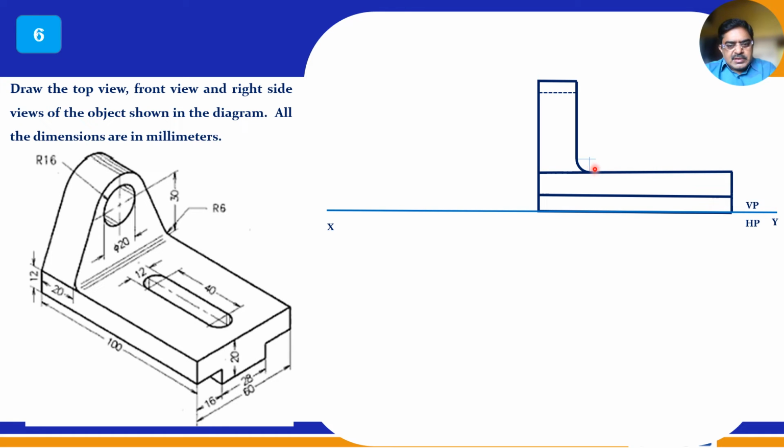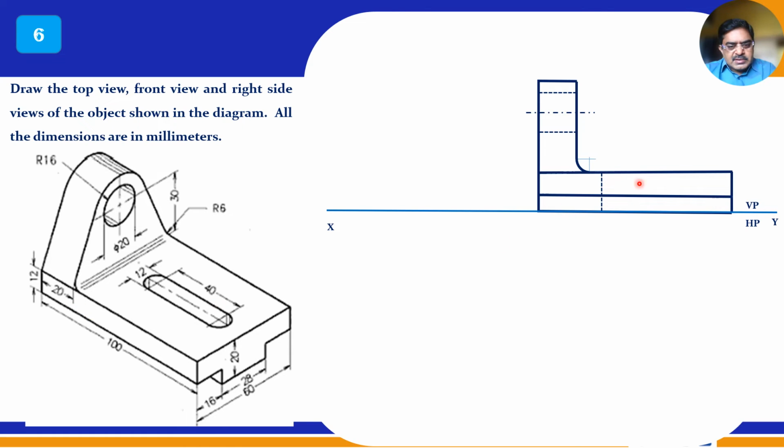So this is the center point to draw this chamfer, and this through hole is not visible. The through hole should be drawn like this. And now draw the axis line, and here there is a keyhole, right?